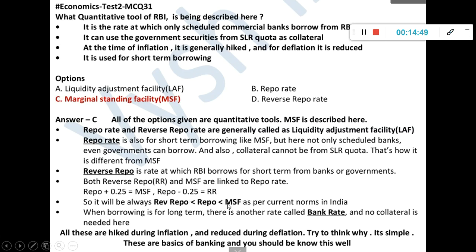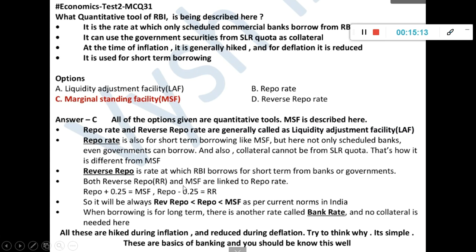And apart from this, there is another thing called bank rate. Bank rate is also the same thing, but this is for long-term borrowing, and here no collateral is needed. From the name you will understand. Repo rate means repurchase option. Meaning I am giving you the collateral, give me money now, later I will come and repurchase my collateral. That is why it is called repo. But in bank rate there is no collateral concept itself. You get money and it's for long term.